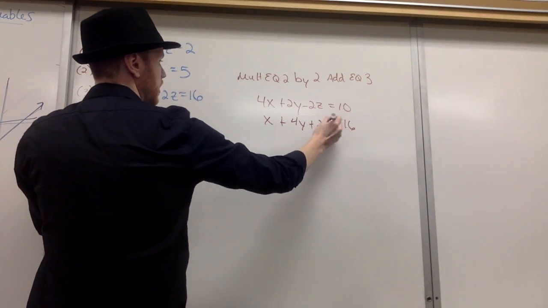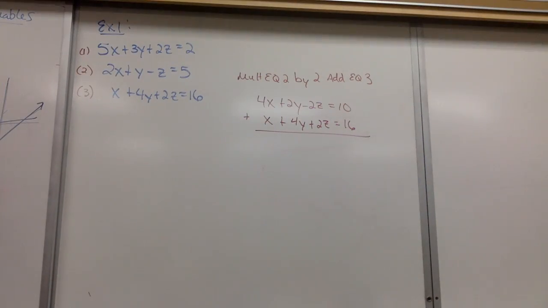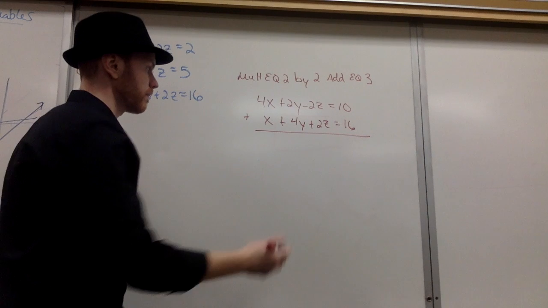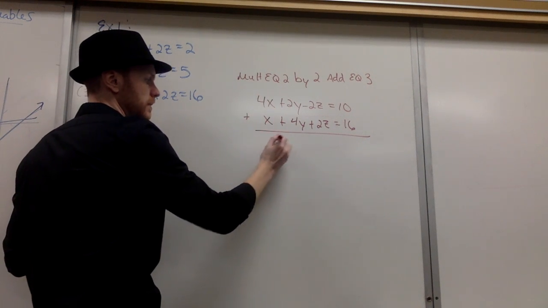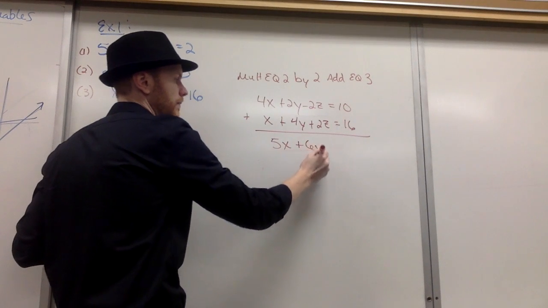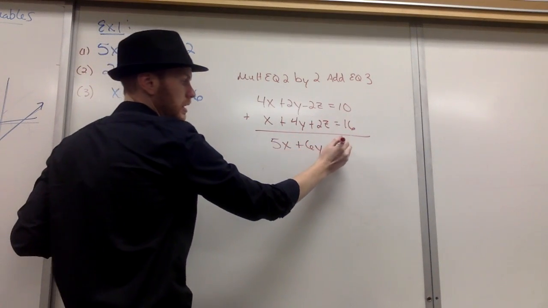I did nothing with that third equation. Okay? All right. So now I'm going to add these equations to eliminate z. Okay? So 4x and an x gives me 5x. 2y and 4y gives me 6y. The z's cancel out. And then 10 plus 16 gives me 26.